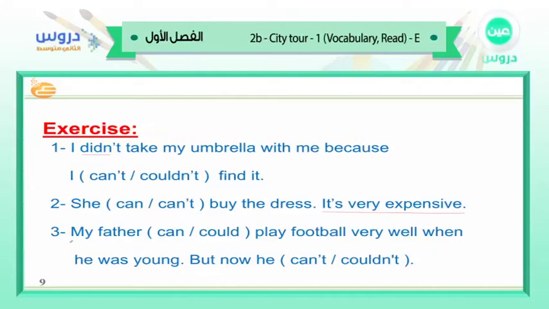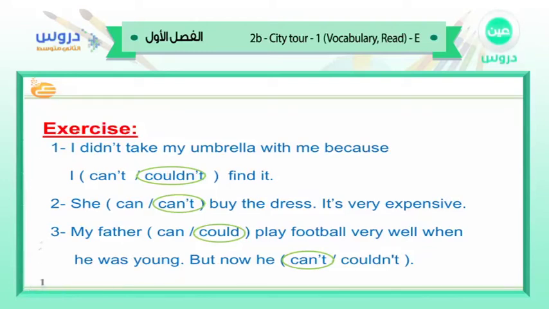Number three, my father can or could play football very well when he was young. Okay? I'm talking here in the present or in the past? Focus. But now, he can't or couldn't. Easy, guys. I'll give you a moment. Please answer and answer correctly.